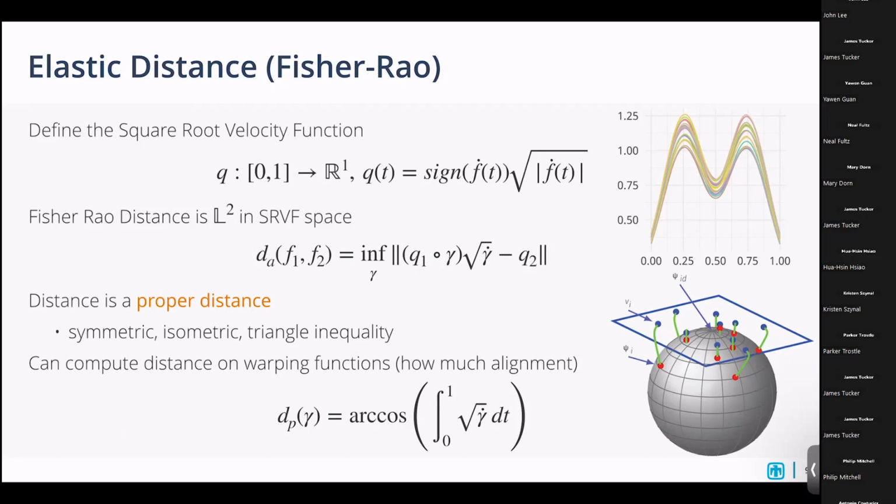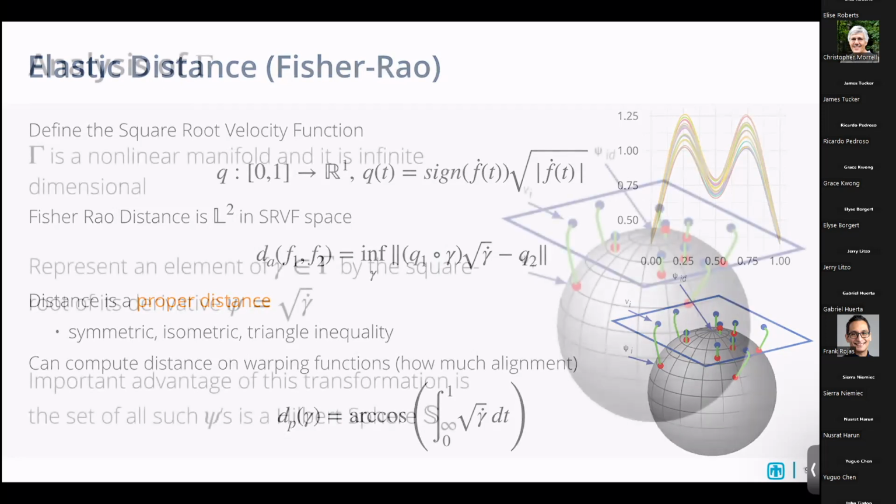So we can actually compute distances on that. The second part is we can also compute distances on the warping functions, or determine how much alignment we have. We can define a distance here, this d_p, the distance in phase on gamma from gamma identity, as the arc cosine of the integral of the square root of gamma dot. I'll get into that on the next slide.